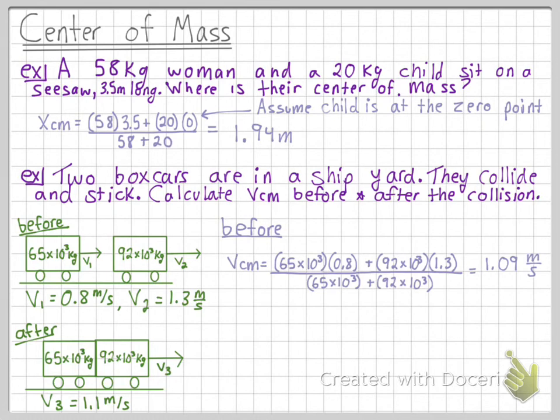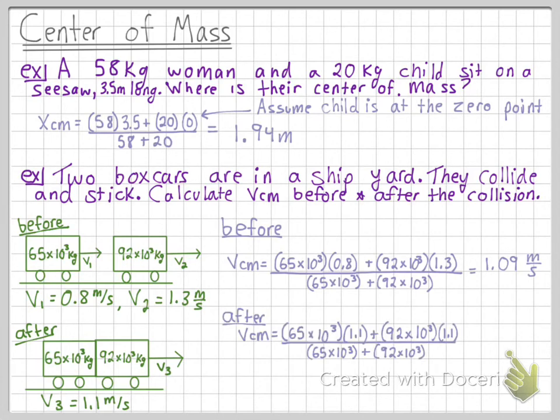Now let's calculate the velocity of the center of mass after the collision. We once again multiply the masses by their velocities and divide by the total mass. And once again, we find that the velocity of the center of mass is 1.1 meters per second. So notice how the velocities of the center of mass are almost identical before and after. And this is because there were no external forces acting on the system, so therefore the velocity is going to be constant.